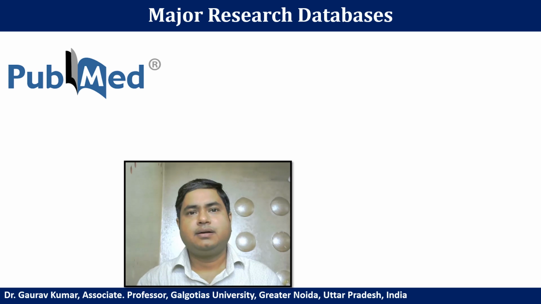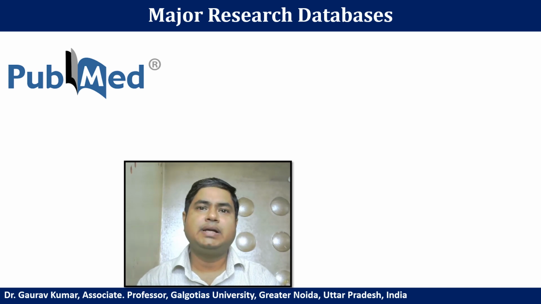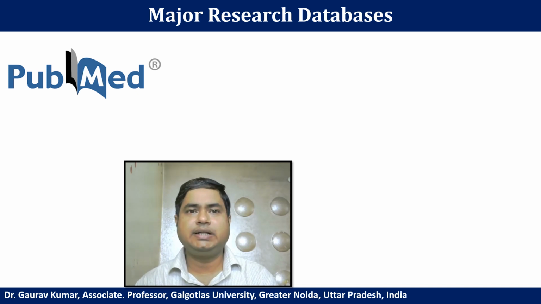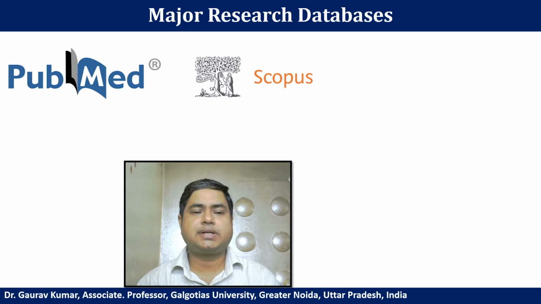PubMed is an example of a research database. It is a comprehensive database for biomedical and life science research, including articles from journals, conference proceedings, and many more that belong to the biosciences. The next database is Scopus. Scopus is a multidisciplinary abstract and citation database covering scientific, technical, medical, and social science literature.